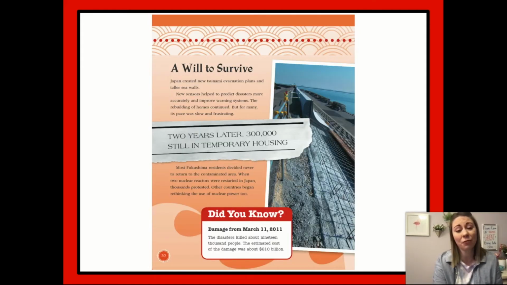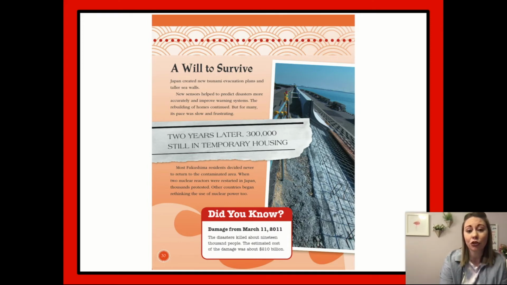A will to survive. Japan created new tsunami evacuation plans and taller sea walls. New sensors helped predict disasters more accurately and improve warning systems. The rebuilding of homes continued, but for many, its pace was slow and frustrating. So think, these are things that they had done to prevent a future disaster.